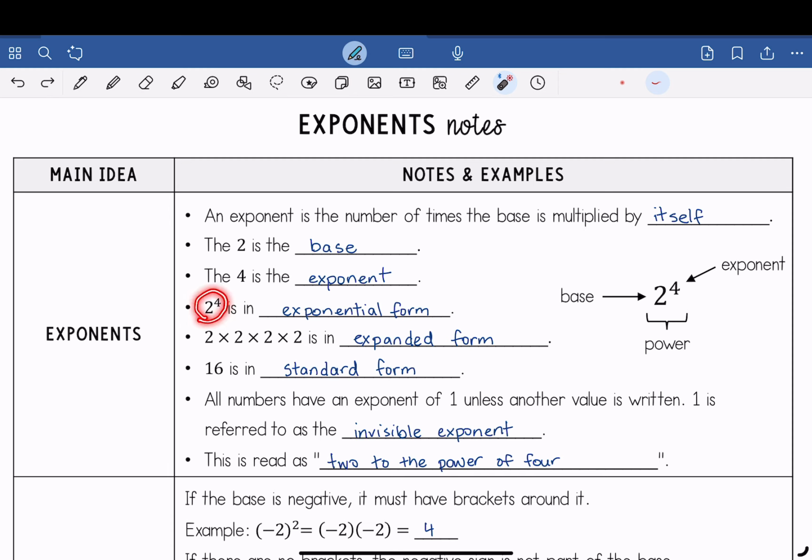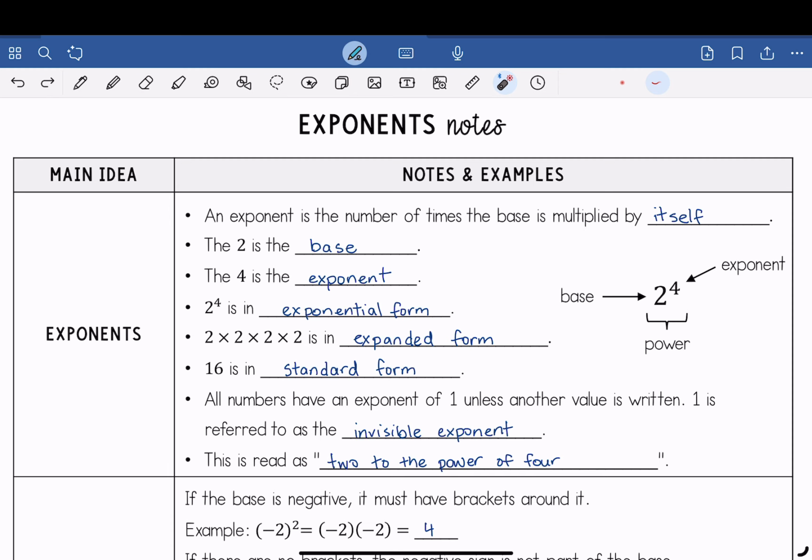2 to the power of 4, when it's in exponential form, you have the power. When it's in expanded form, then it's expanded. It's the 2 times itself, the number of times that the exponent is. And if you evaluate 2 to the power of 4, you get 16. And so if you write 16, it's considered being in standard form.